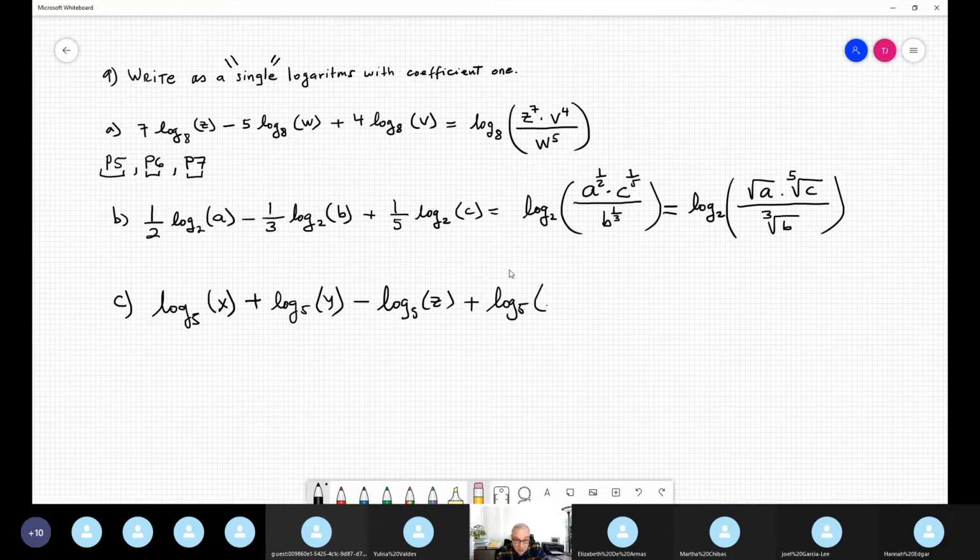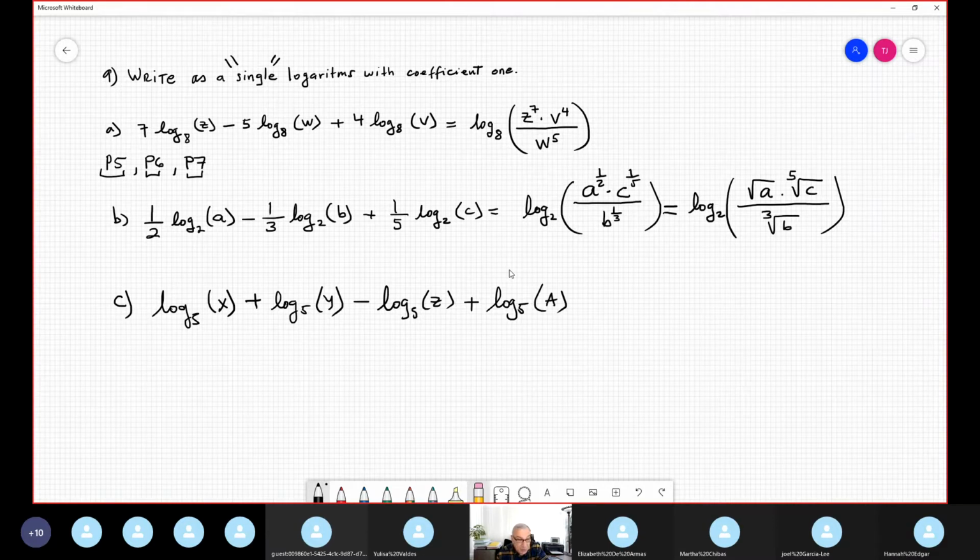See, if the base is not the same, we cannot apply the property 6, 7, and 5. Plus logarithm base 5 of b, minus logarithm base 5 of c. And you condense it. 1, 2, 3, 4, 5, 6. Logarithm condensed in only one.